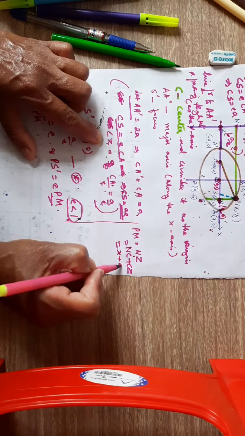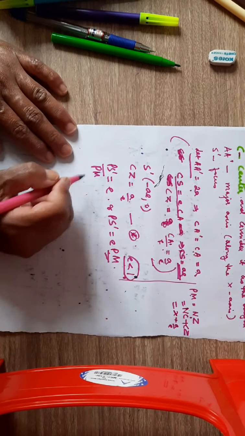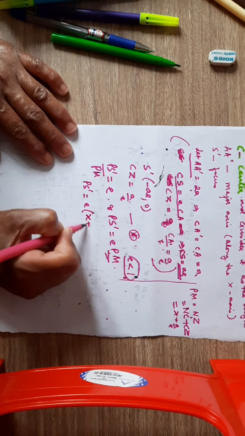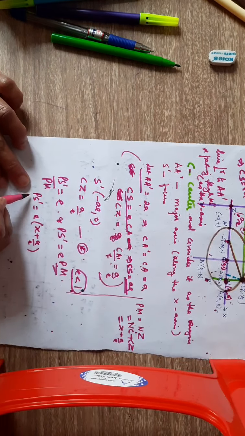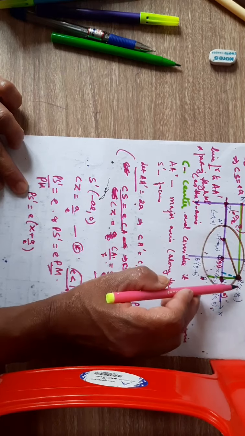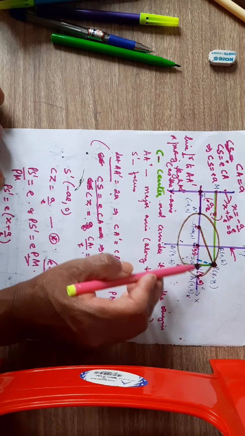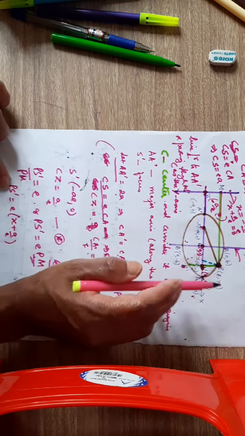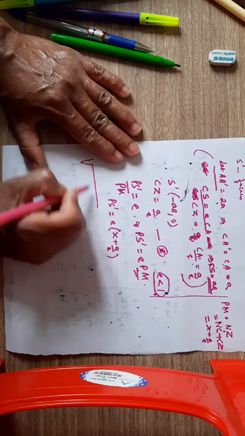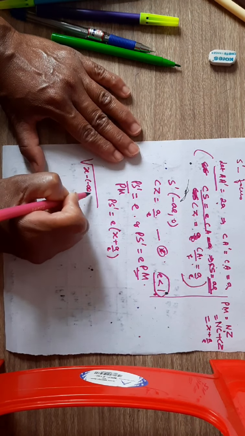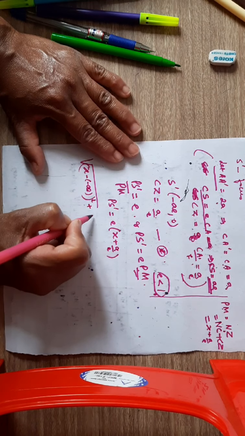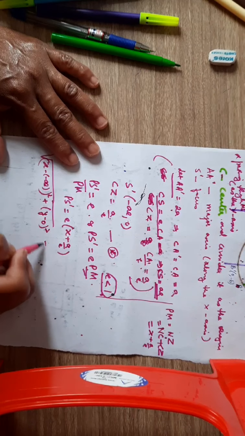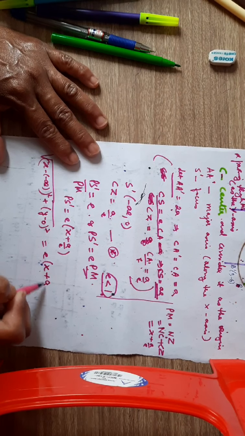It is x plus a by e. So substitute it here, you'll get PS prime is equal to e times of (x plus a by e). Now you can use the distance formula. We know the coordinate of P is (x, y), and the coordinate of S prime is (minus ae, 0). So using the distance formula, we can calculate it as the square root of (x minus of minus ae) the whole square plus (y minus 0) the whole square, equal to e times of (x plus a by e).